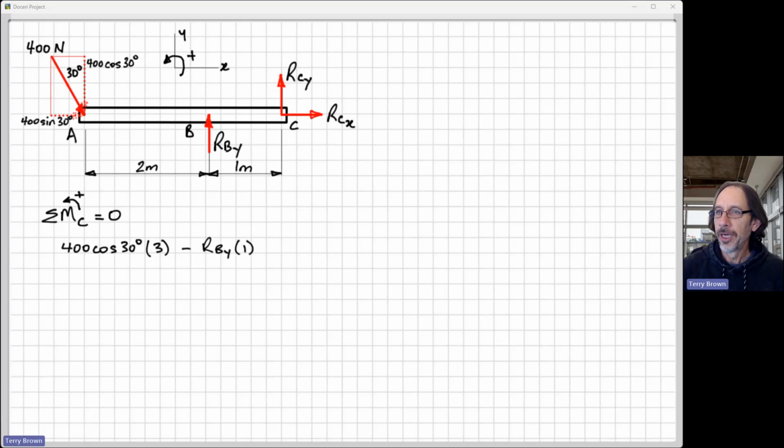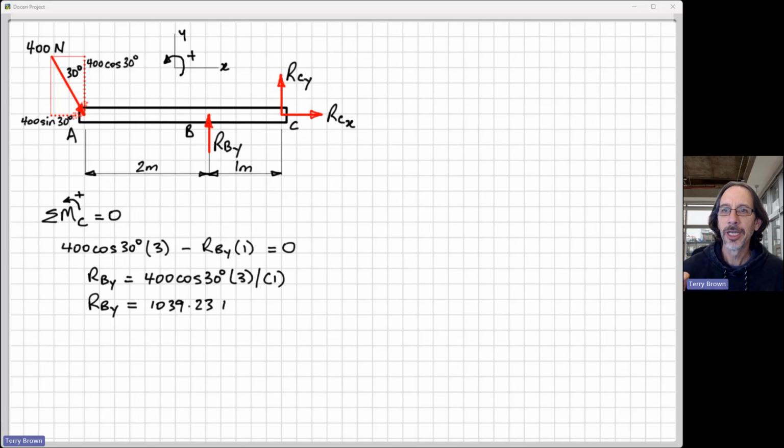And then we get to our forces here, RCY and RCX. Their lines of action pass through point C, so their perpendicular distances to point C will be 0. So they don't appear in the equation. So we get one equation with one unknown, and we can solve directly for RBY. Okay, so let's just do some algebra, rearrange that, put the numbers into our calculator, and we get just under 1,040 newtons for the force RBY.